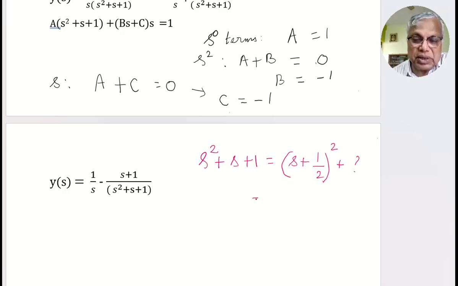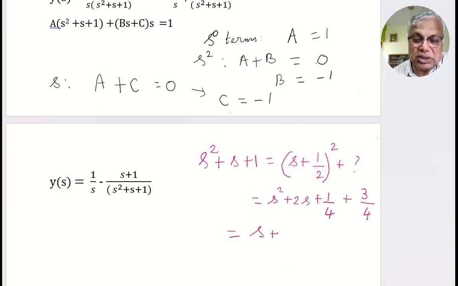So let me further expand. So this is S square. If we expand this, it is S square plus 2S plus half square is 1 by 4. So plus, what will be this? We need 1. So we have 1 by 4, so this term must be 3 by 4. Right? So S square plus S plus 1 is same as S square plus 2S plus 1 by 4 plus 3 by 4. So that is nothing but sum of two squares.